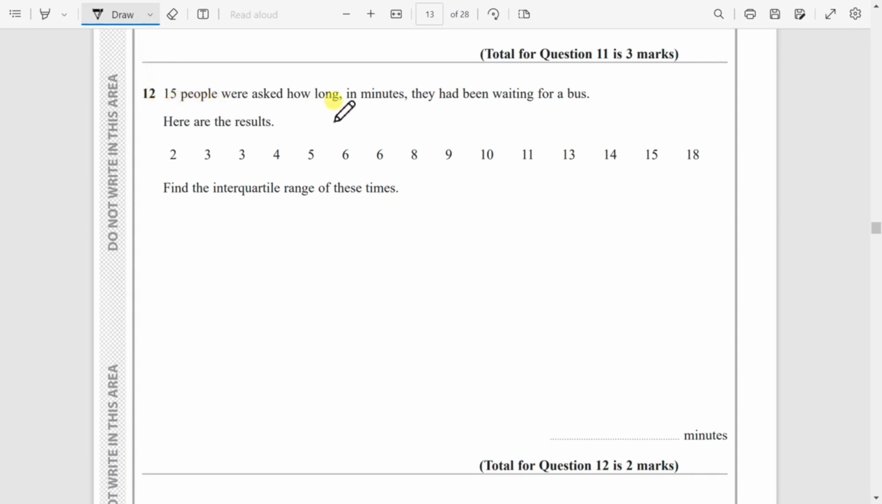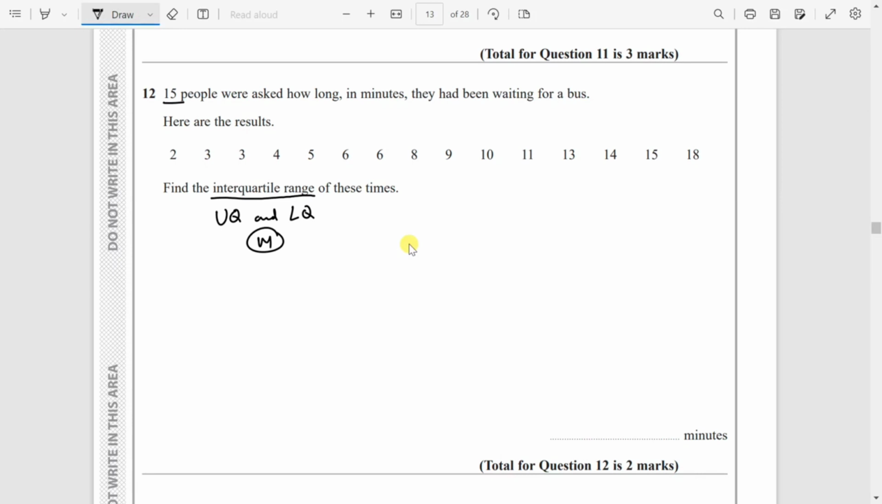15 people were asked how long in minutes they had been waiting for a bus. Here are the results. Find the interquartile range for these times. Interquartile range means the difference between the upper quartile and the lower quartile, so we've just got to find those two. But it helps if you find the median first, the middle number. You've got to carefully find where the middle number is located. You could do it visually, but it's better to count.